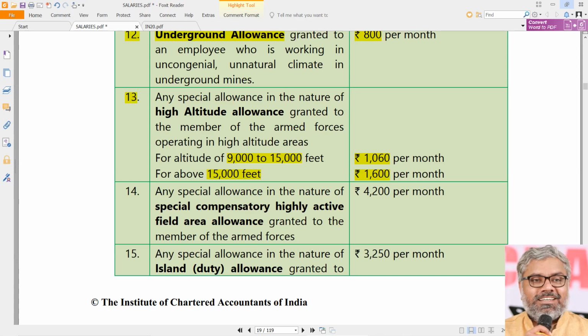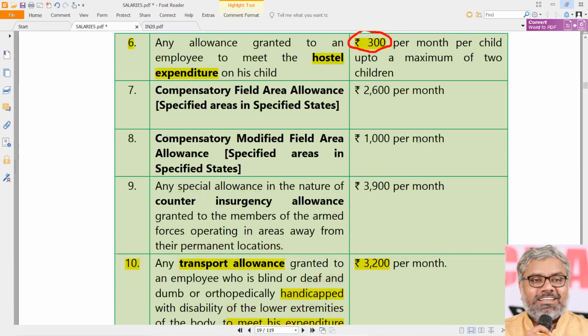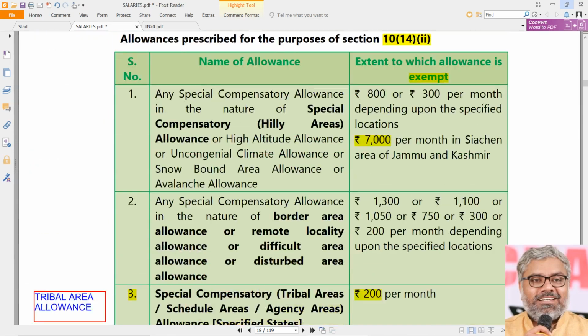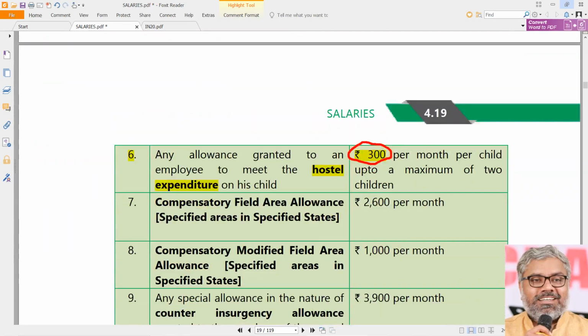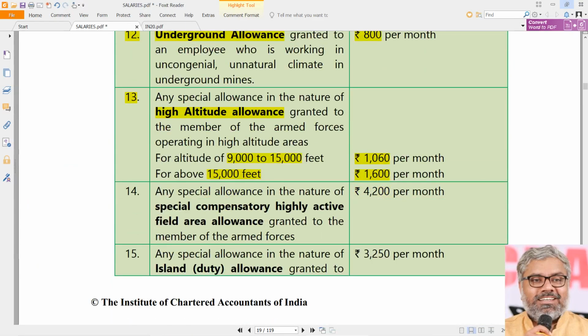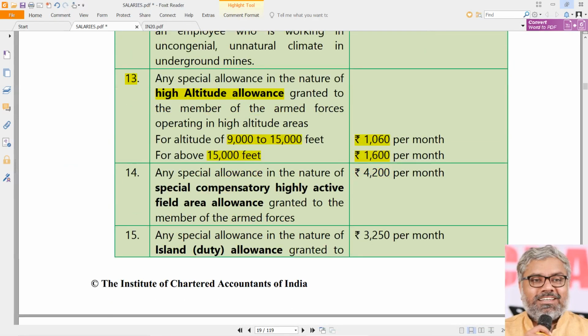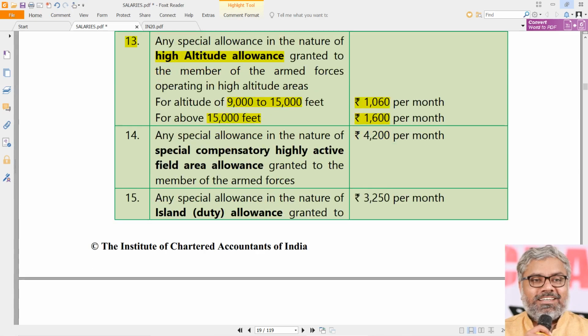Two different exemptions: 1,060 rupees per month. What is the allowance we are talking about? High altitude allowance, of course to the armed forces only. This also, 99.99%, will not be asked. But just in case it is asked, there are only two categories, unlike earlier, when there were so many categories, so those things are not necessary to be remembered. Here, only two categories, height and amount: 9,000 to 15,000 feet, 1,060 per month; above 15,000 feet, 1,600 per month. You may remember this if you can. Otherwise, you can ignore it, no problem.